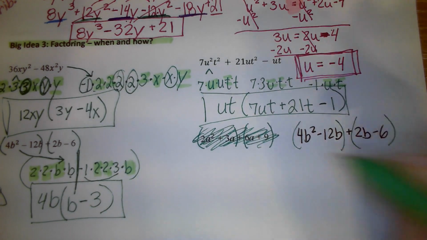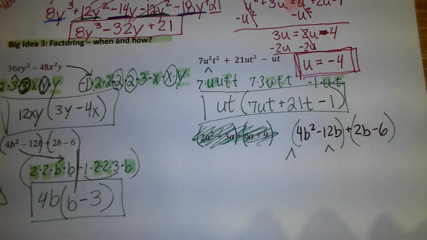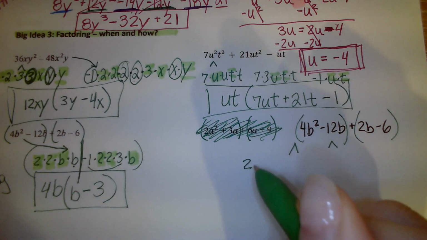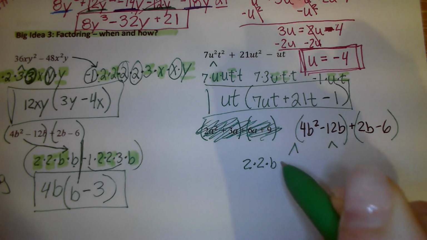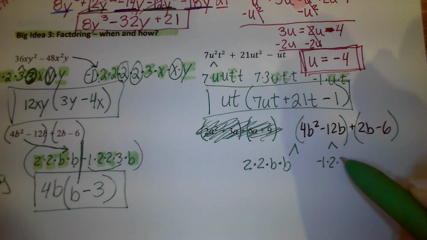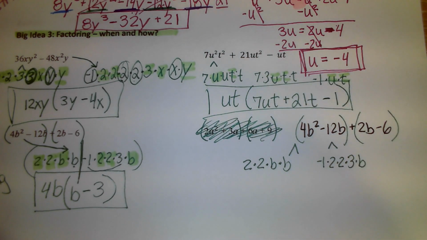I'm going to group. Now, this time I was trying to squeeze it into too small of an area. That also threw me off. So this time I'm going to break this one down further over here. 2 times 2 times b times b. And then this one is negative 1 times 2 times 2 times 3 times b.